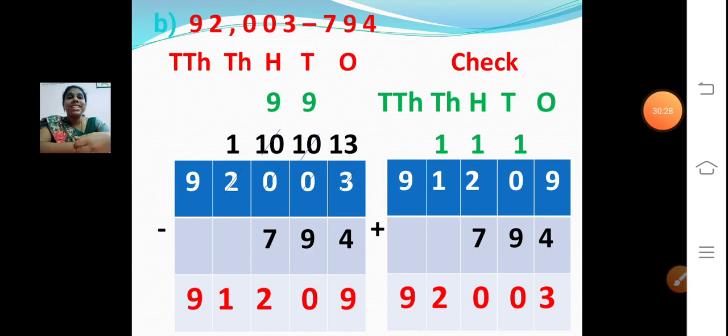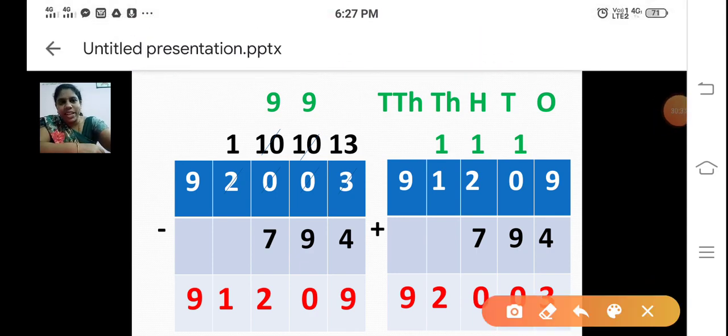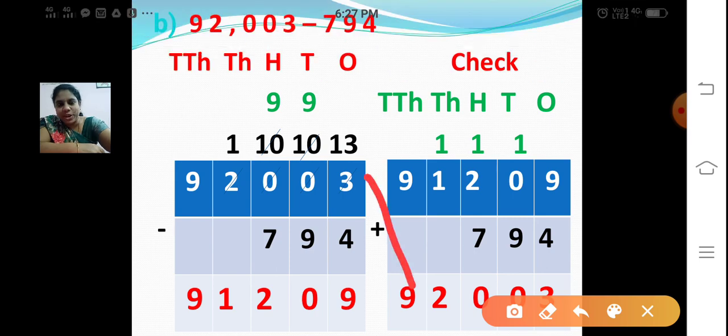So my answer is 92,003. I got the minuend right. So my subtraction is correct. When I add the difference to the subtrahend, I got the minuend right. So my answer is correct now.